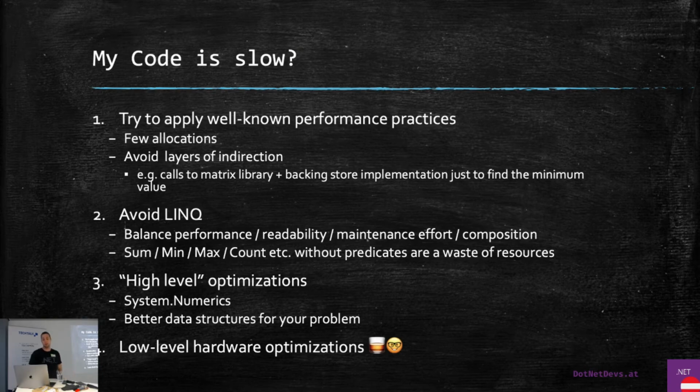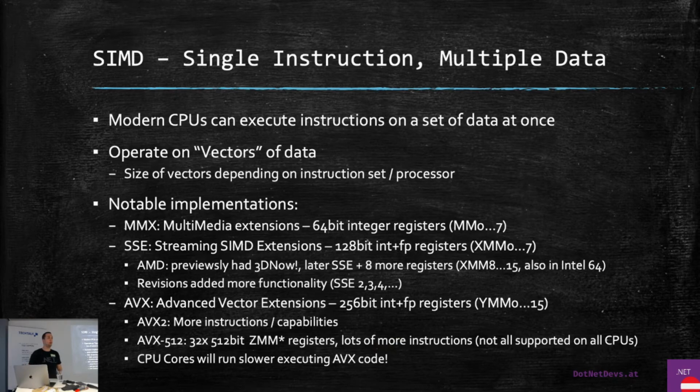But if all that fails, then look at the hardware. So, what can the hardware give you? The hardware can give you single instruction, multiple data operations, which means you have an add instruction, but I want to run that add instruction on 16 shorts or 32 bytes at once. And modern CPUs can do that. And so what this means is you operate on vectors of data. And depending on the processor you're using, this vector can be of different lengths.